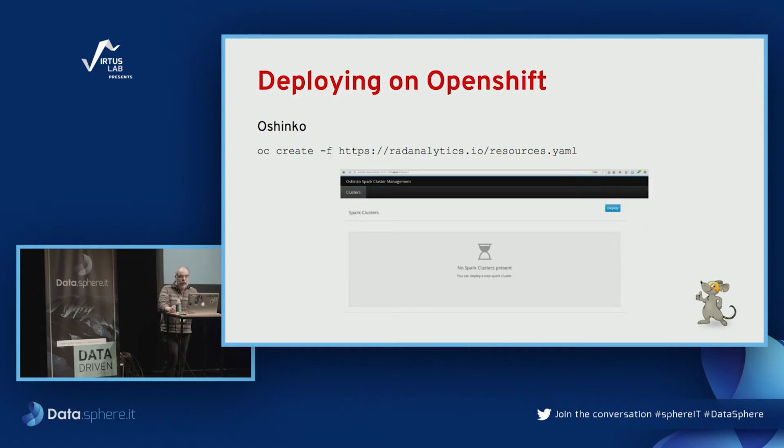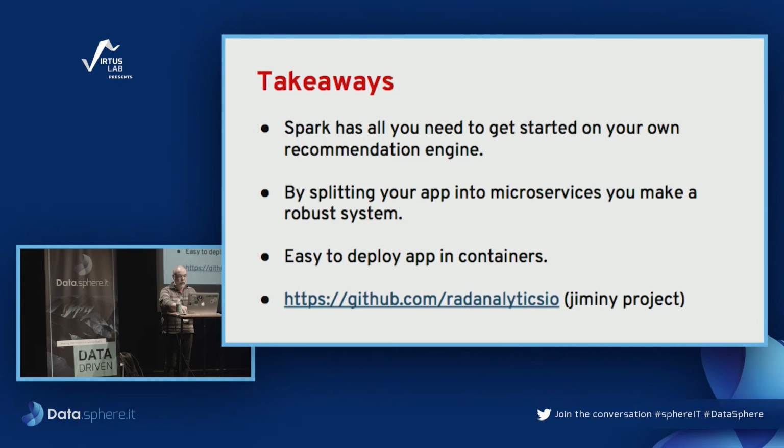Oshinko is a part of a community project called Rad Analytics, and it's an essential part of this implementation. Basically, what Oshinko allows you to do is create Spark clusters within OpenShift. So in that way, as you see, you create a resource for Oshinko, and then you can create Spark clusters by name, and then just pass the value of the Spark cluster as an environment variable to your services, and the plumbing is done. And you can just use the Spark cluster on your OpenShift deployment.